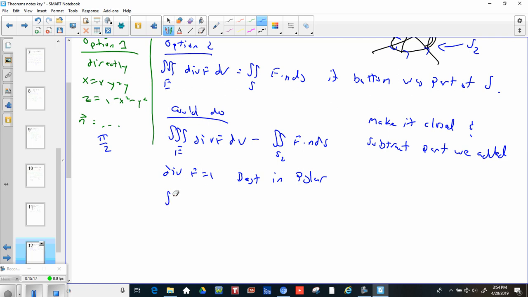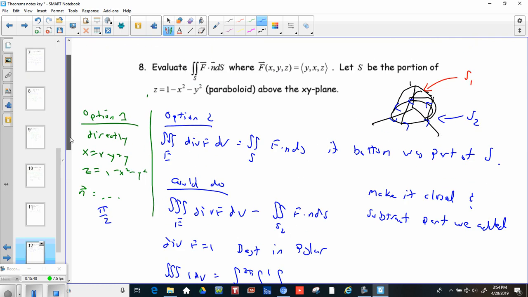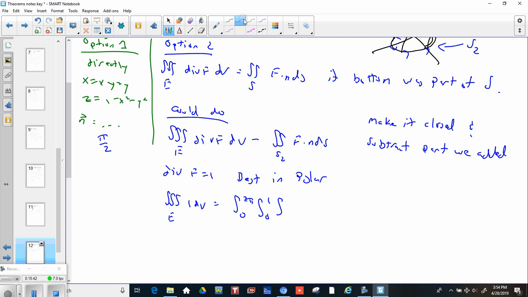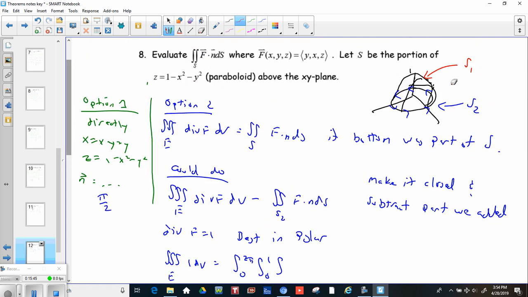All right, so our triple integral over E of 1 dV is going to be 0 to 2 pi for theta, 0 to 1 for r, and then remember it's z because it's technically cylindrical. I said polar, but it's really cylindrical. z goes from this surface, which is z equals 0, up to some place on the curve.